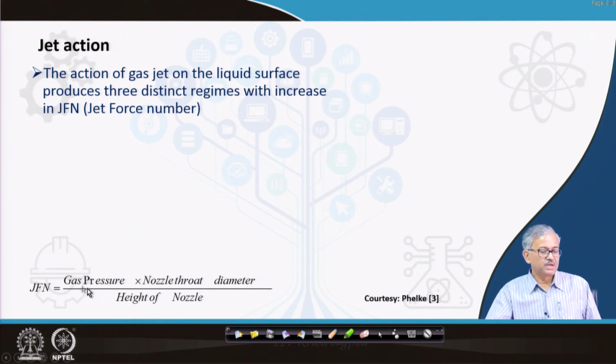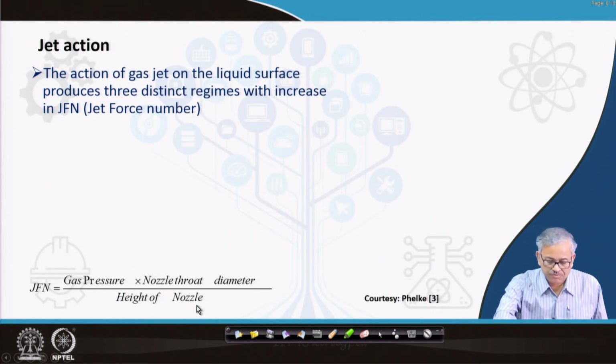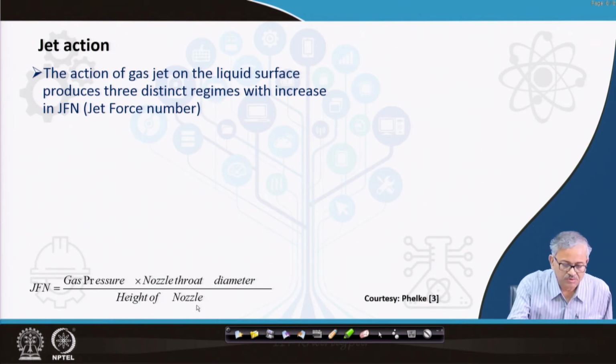Now, the gas pressure is constant and it is a design, both of the above two parameters in the numerator are design specific and constant. What is in your hand is the height of the nozzle, that is, where you will keep the oxygen jet, that is in your control.